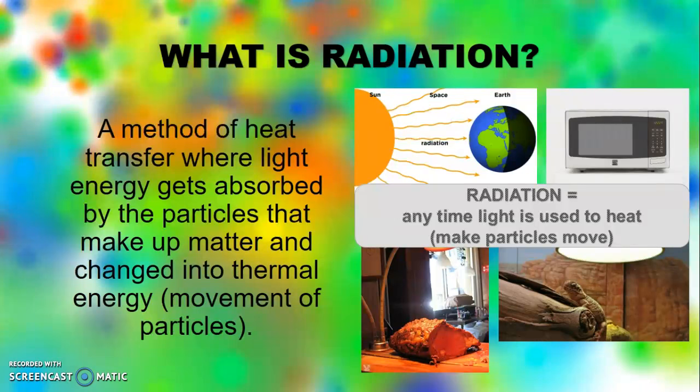Radiation doesn't just have to be between the sun and the Earth. Radiation works when any light energy is absorbed and transformed into thermal energy. For example, a microwave uses low-energy light to heat up food. Inside a reptile tank, heat lamps are used for cold-blooded animals, which is absorbed by the skin of the reptile and transformed into heat. You've also seen restaurants taking advantage of radiation by placing food under lamps to keep it warm.